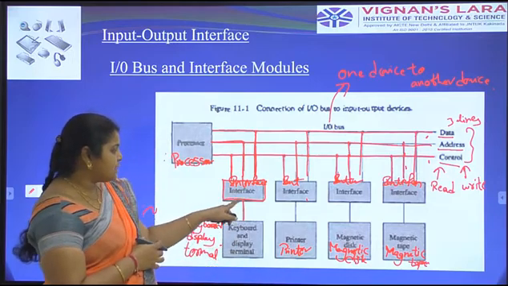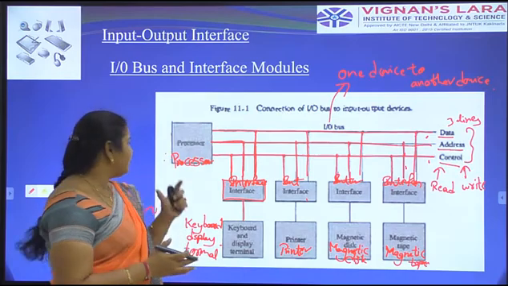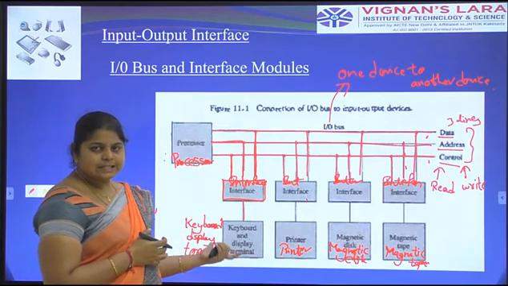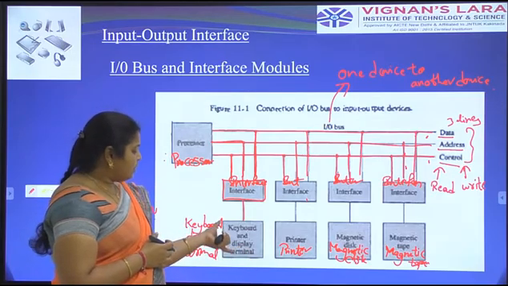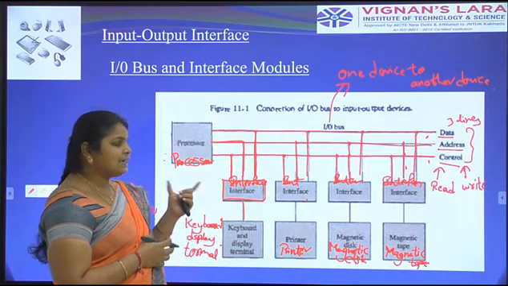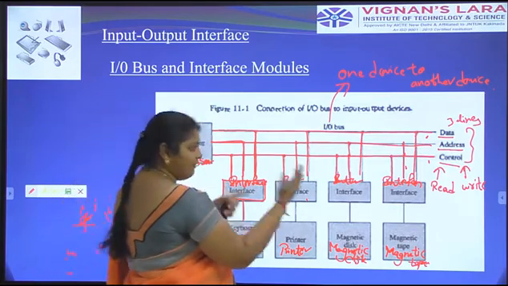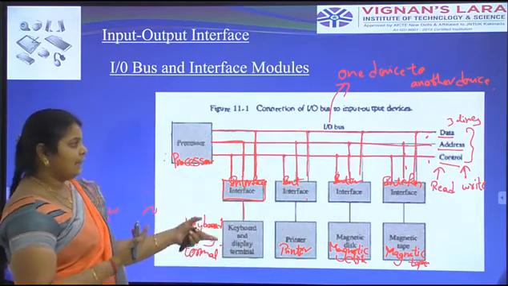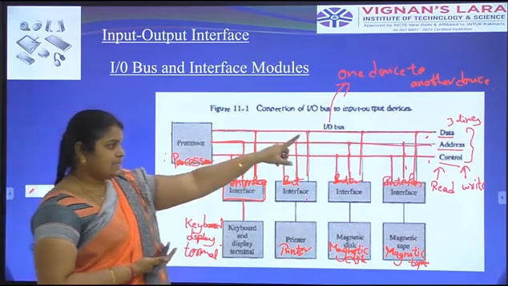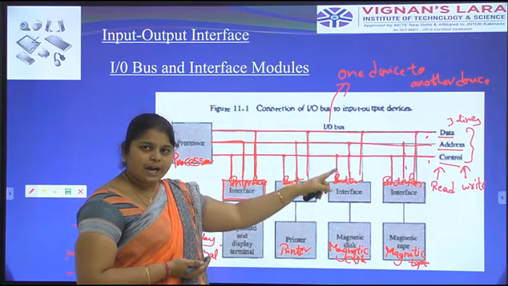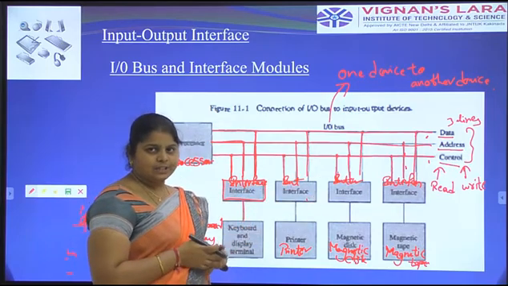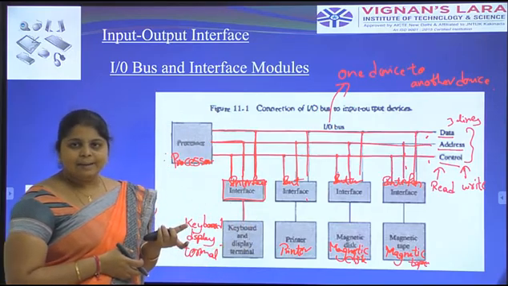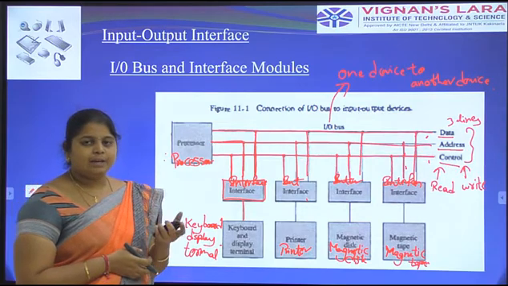Okay, these are the interfaces. The interface acts as a mediator between the processor and the external devices. External devices means peripheral devices. The I/O bus transfers the information from one device to another device. With the help of the I/O bus, these three lines operate: data line, address line and control line. The control line performs read and write operations in the memory. The address line indicates where the memory is located. The data line carries the content, the information available.